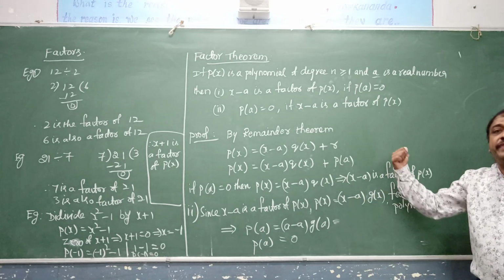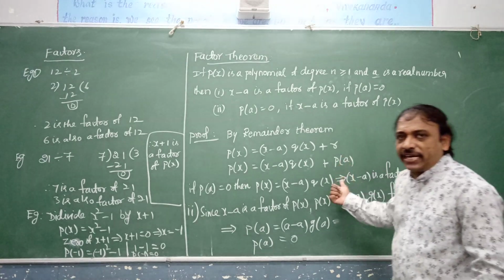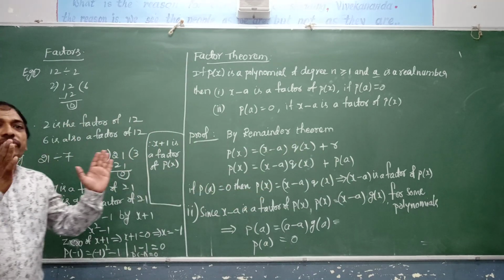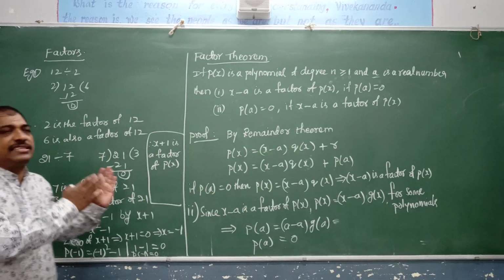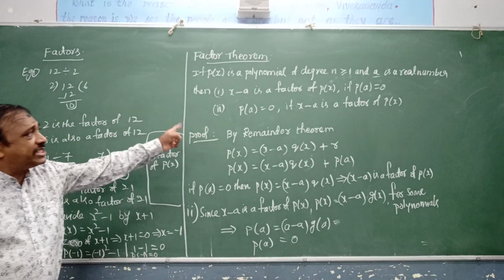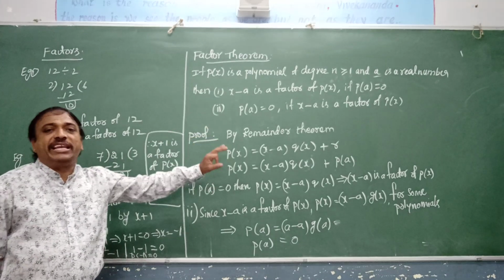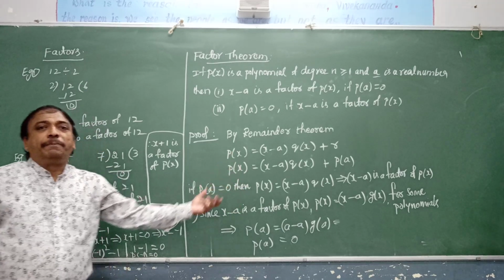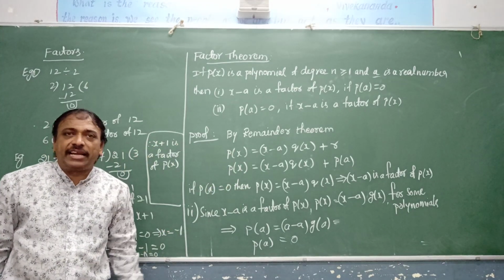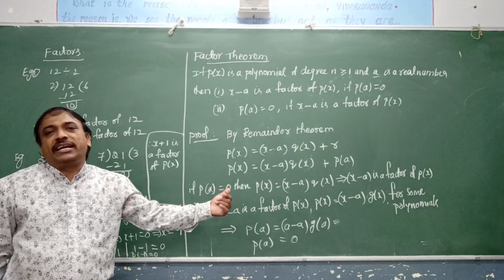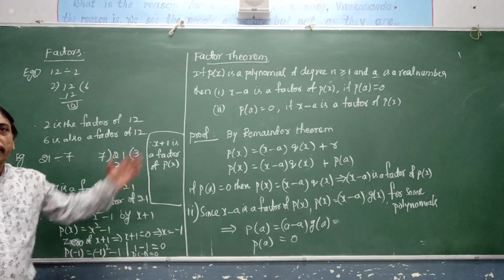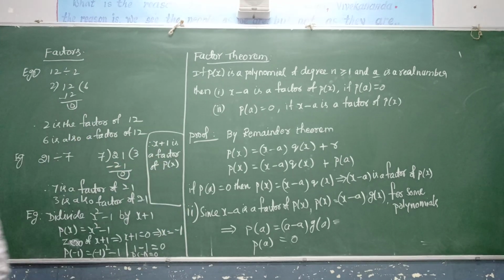This is the factor theorem. I hope you understood. Factor theorem means we are substituting in place of x. Because x minus a is a linear polynomial, the zero of x minus a we are substituting in place of x, obtaining the remainder 0. If it is 0, then x minus a is a factor. If x minus a is a factor, remainder will be 0. Now we will discuss the questions based on this.